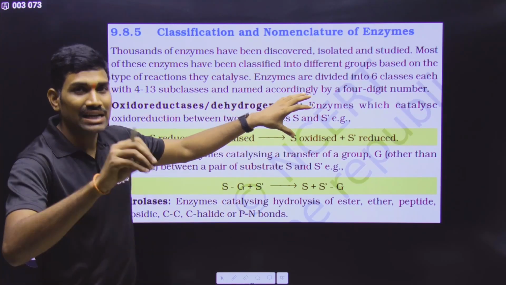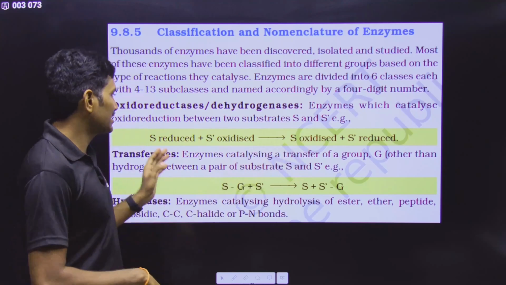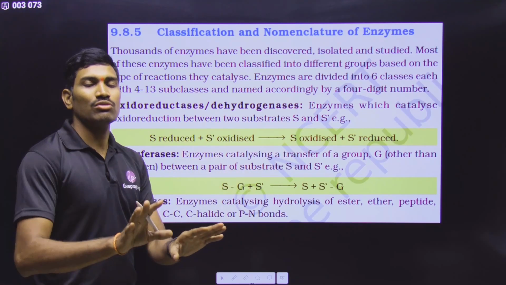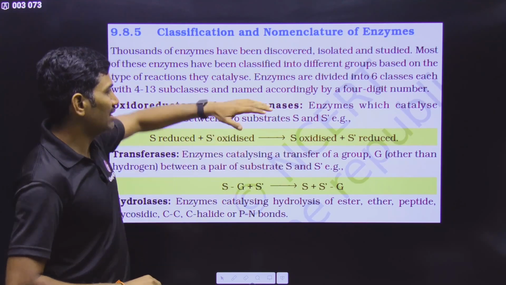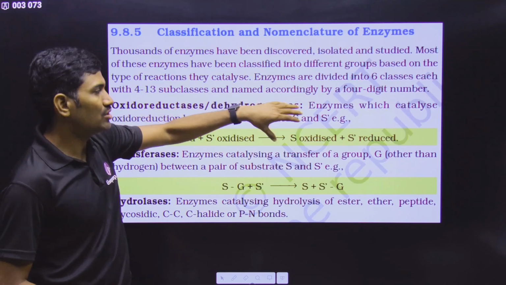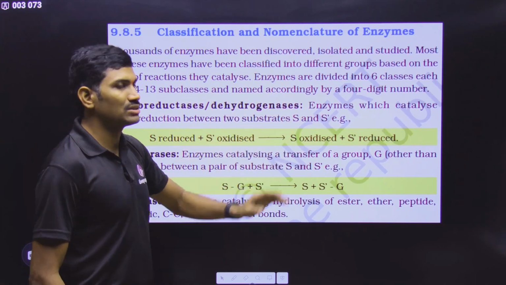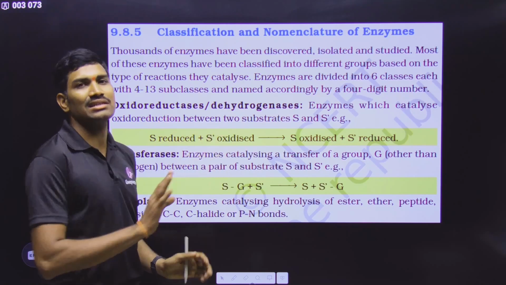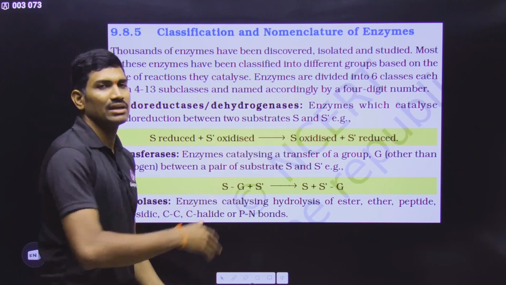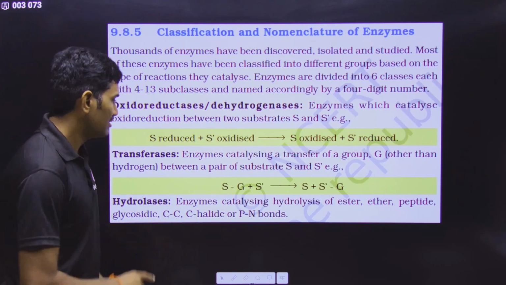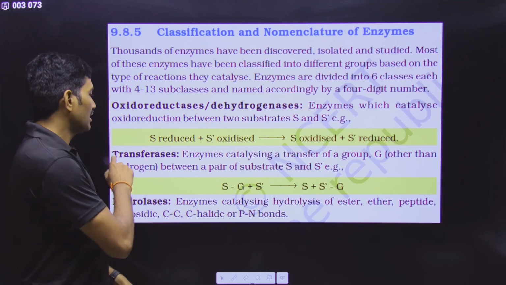So these are the things that are happening here. The enzymes that are involving in oxidation and reduction of some of the substrates. So now this type of enzyme will come under this particular group. This is what they are saying. Enzymes which catalyze oxidoreduction between two substrates. That means one is oxidized, other one is reduced. This type of reactions will occur. Clear?